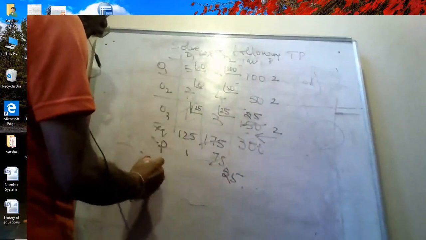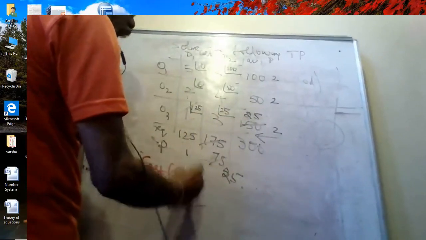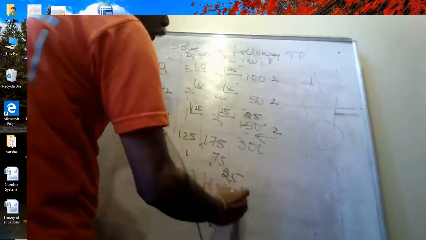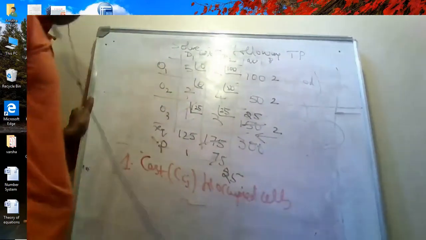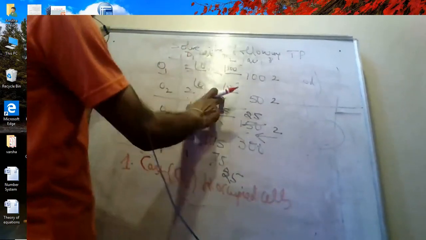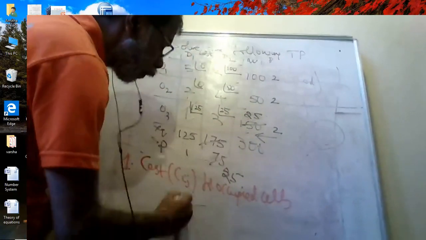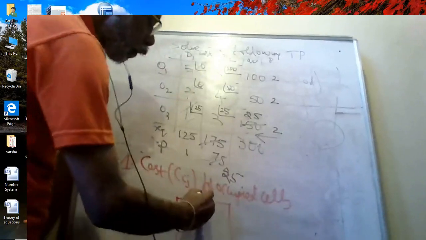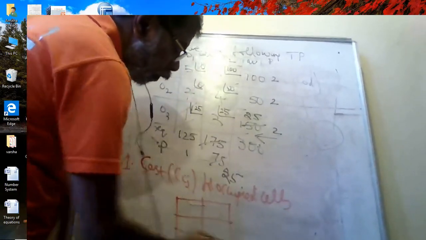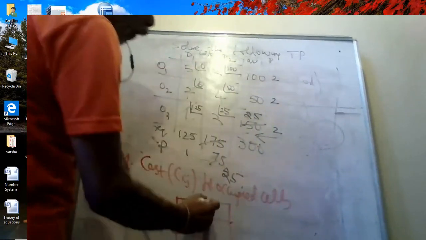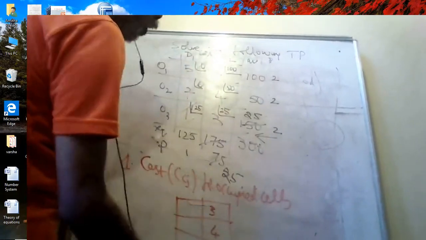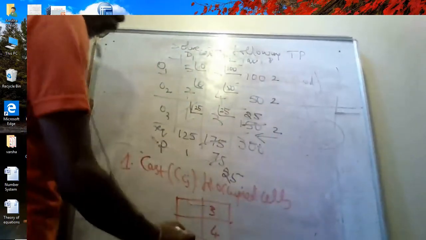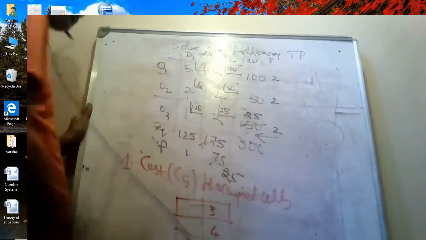Now I will write the cost Cij for occupied cells. This is the first step. So these are the costs 5, 3, 2, 4, 1, 3. So you should write for occupied cells. Very important. So these are the occupied cells. So write the cost for it: 3, 4, 3 and 1. So these two are unoccupied, so don't write.